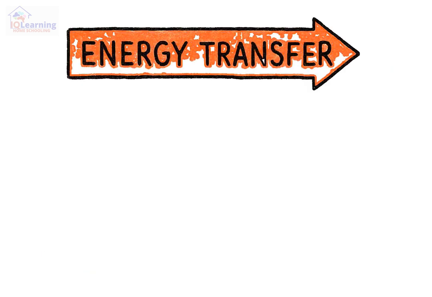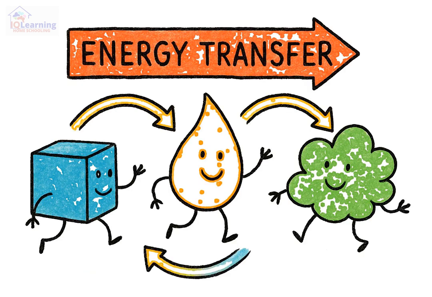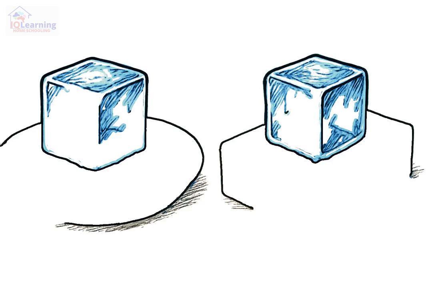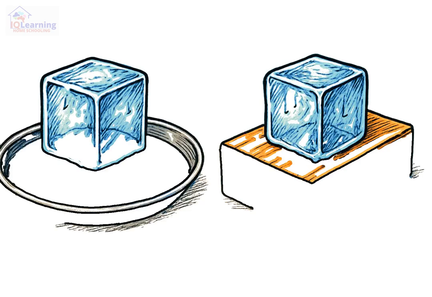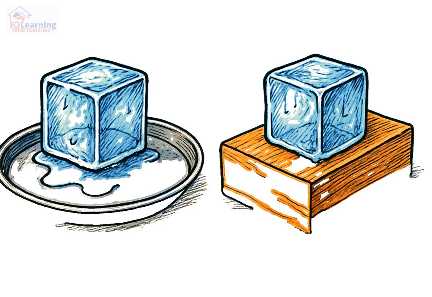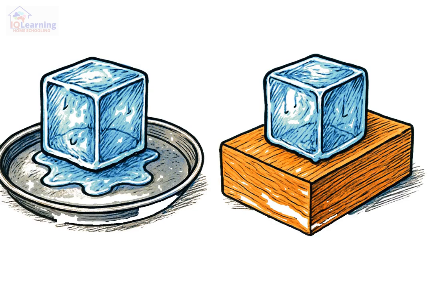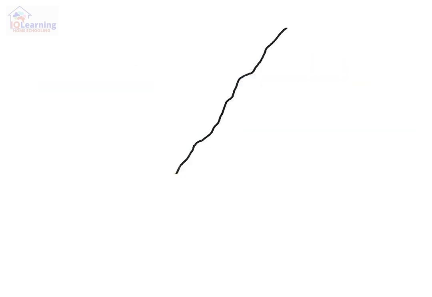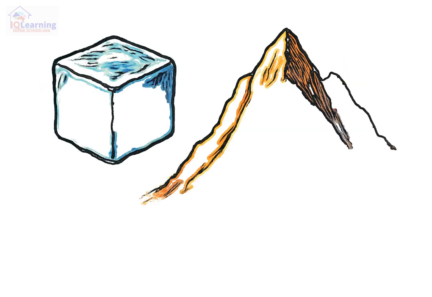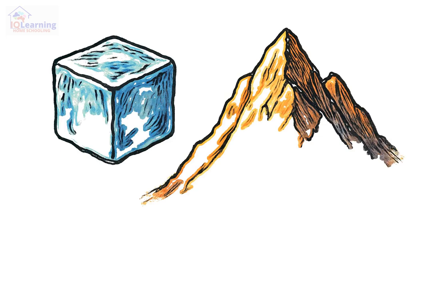So what drives this dance? Energy transfer. If you place an ice cube on a metal tray and another on a wooden block, the one on the metal melts much faster. That's because metal transfers heat energy to the ice far more efficiently. It's all a battle between energy pushing particles apart and attraction pulling them together.